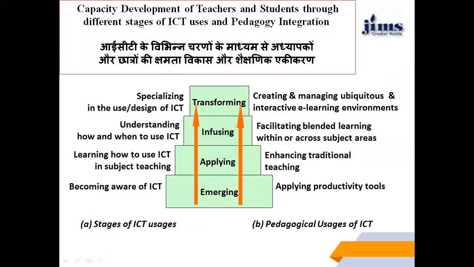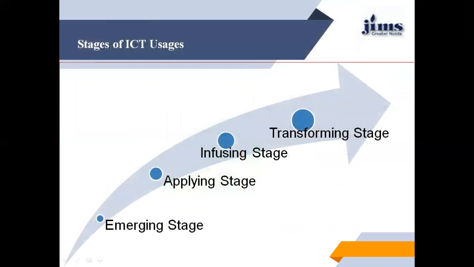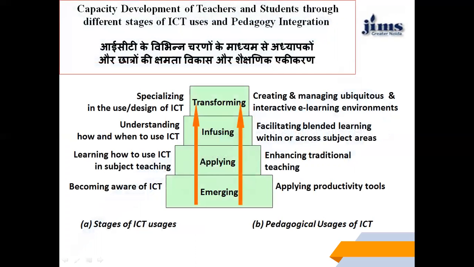This image is depicting the stages of ICT usage, and these stages are: first is emerging stage, applying stage, infusing stage, and transforming stage. And we will study about all these stages in the next slide.